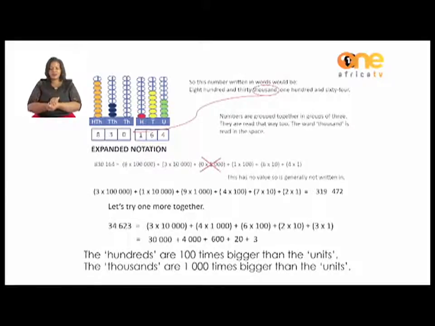Now our third terminology is expanded notation. If you have to write that number in expanded notation, you take a digit, for example 8 in the place of 100,000, and you multiply that with 100,000. You take 3 in the place of 10,000, you multiply with 10,000. 0 in the place of 1,000: the value of 0 is 0, so even if you multiply 0 times 1,000, you get 0.